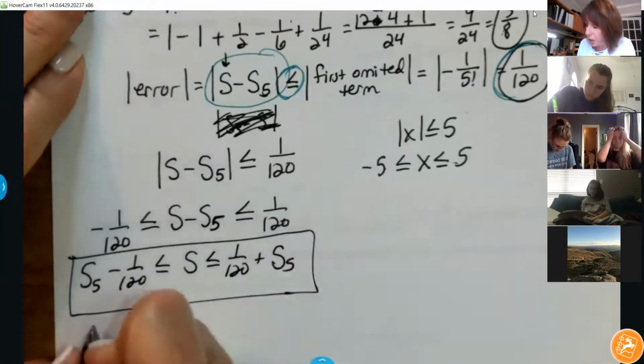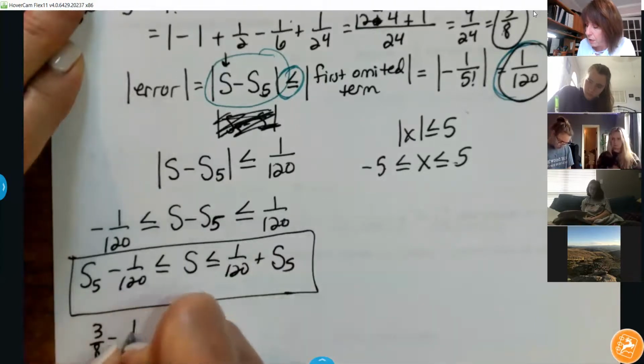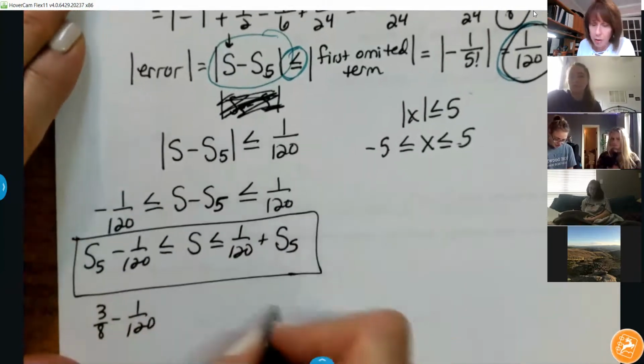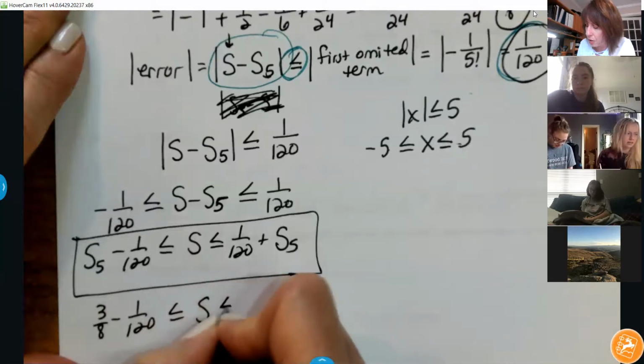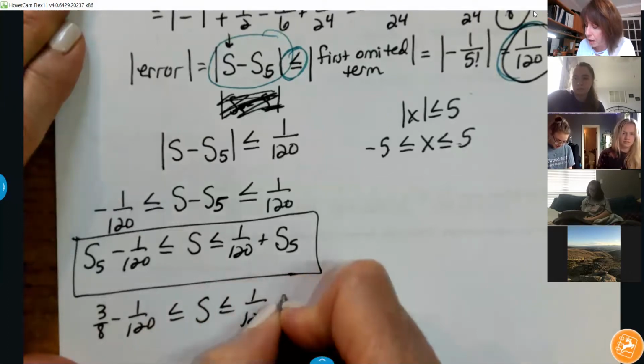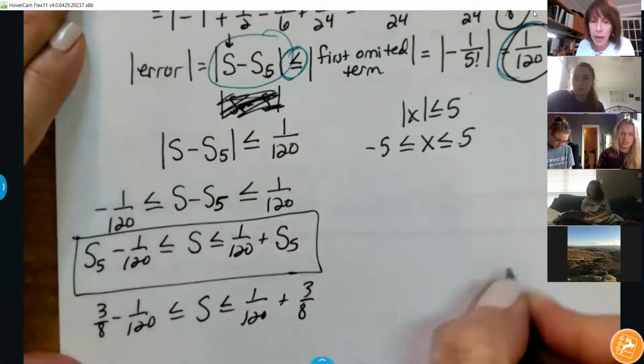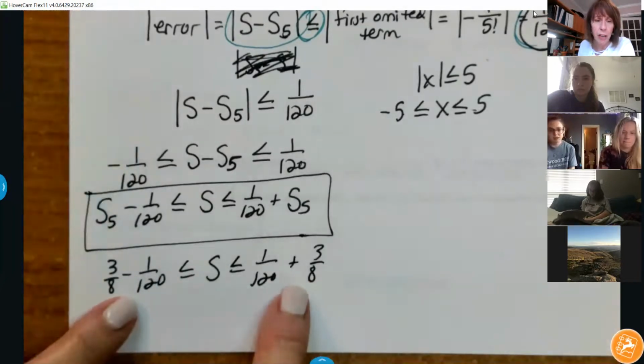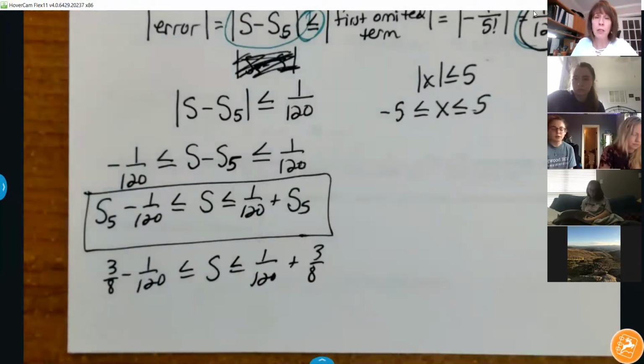I guess I could actually figure that out, but I don't think I'm going to make you do that on the test. So I'm not going to go that step. But I could get two fractions that are the bounds.